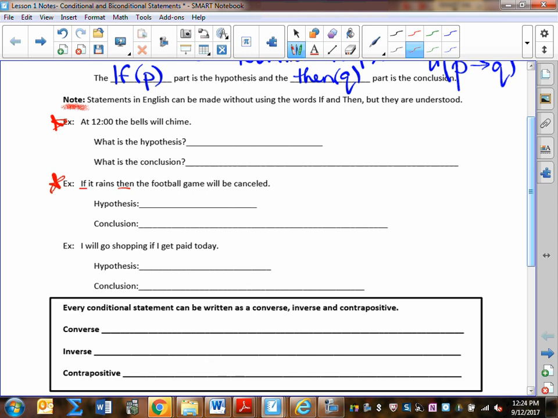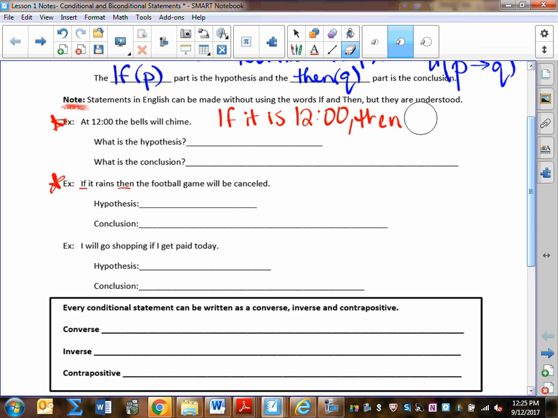If the time is 12, then the bells will chime. If it is 12, then the bells will chime. So it does not necessarily have to have if-then. It can be understood in English. We can use it without if-then.